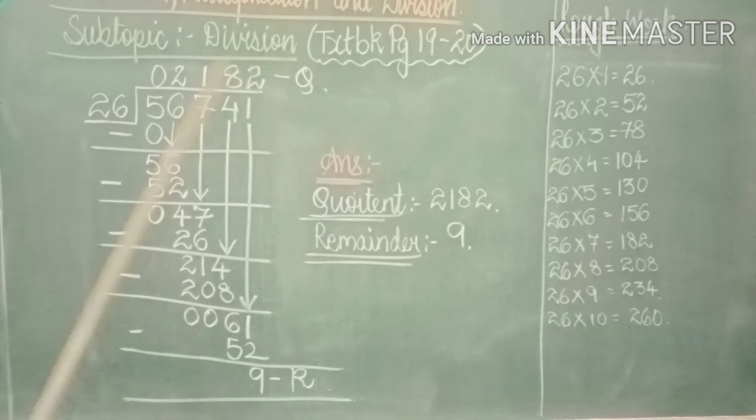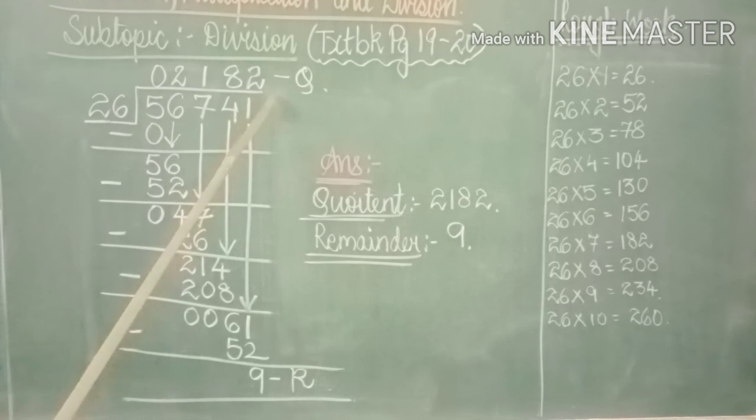Students, see here, 2182 is called as quotient. I have written it over here in the form of an answer, and 9 which is called as remainder, that also I have written. So students, we have completed problem set number 15. Solve the following and write the quotient and the remainder, all the 6 sums. Now we will be doing the word problem. Okay, thank you everyone.